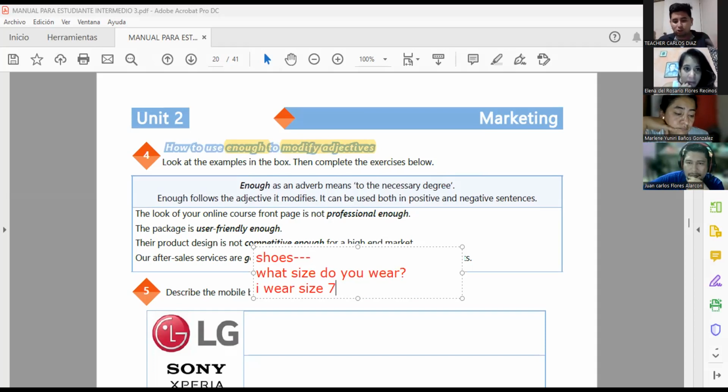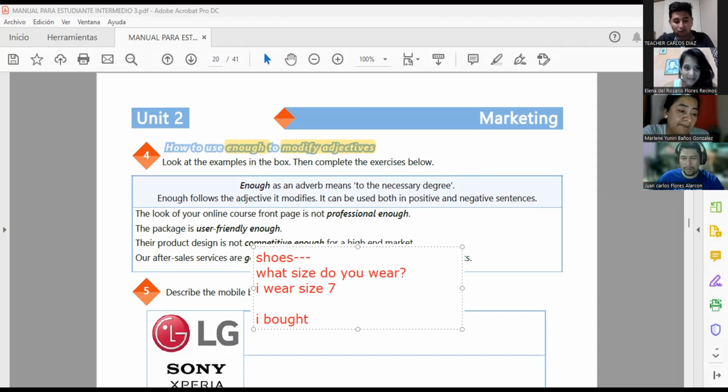Listen, today is Elena's birthday. Happy birthday, Elena. You know, Elena, I have a gift for you. I bought, como sé que le gusta correr, ¿verdad? I bought some tennis shoes. They are size what? Size 9. I bought them for you. They are size 9. Do you think this size is good for Elena?